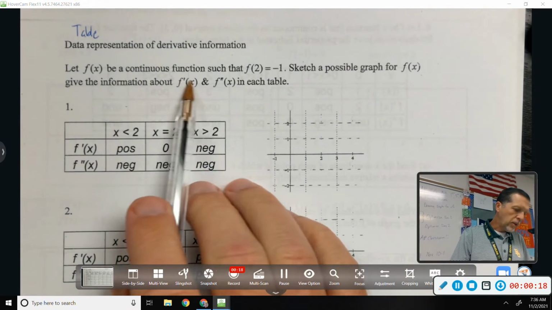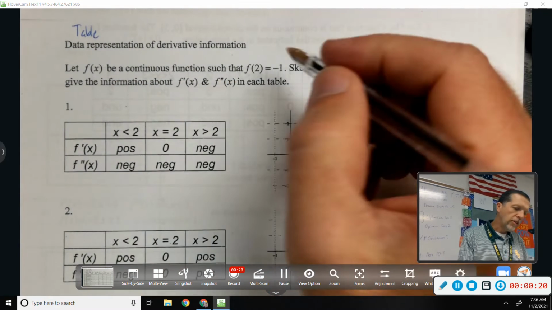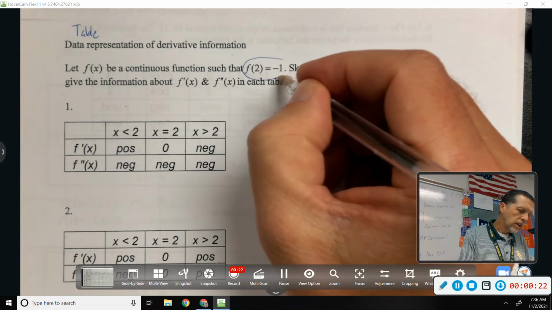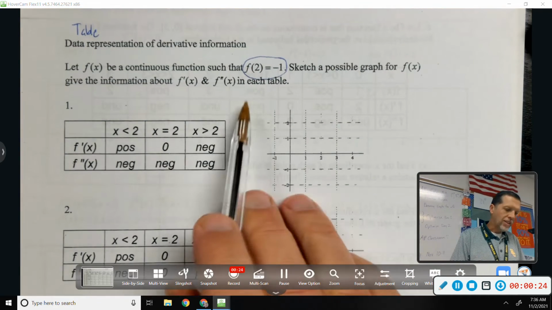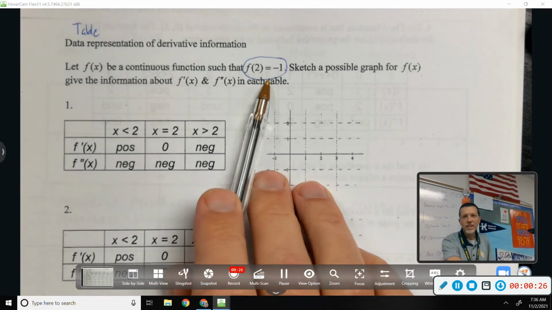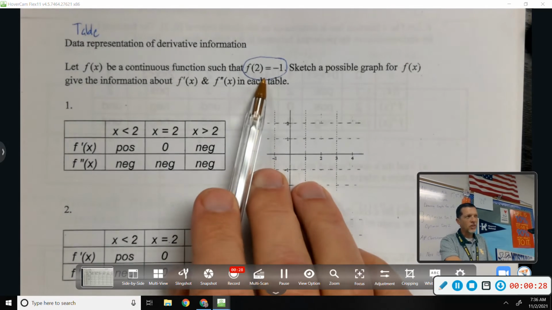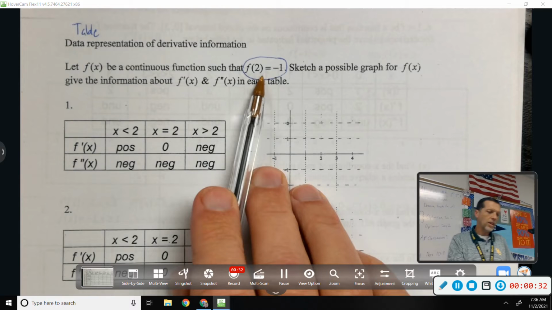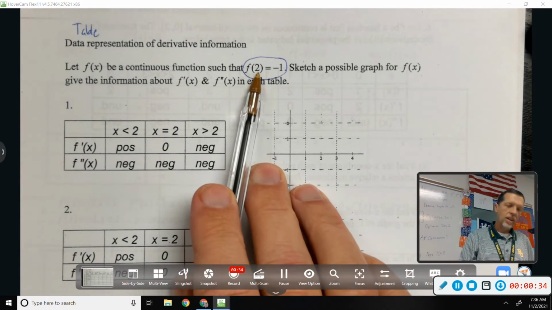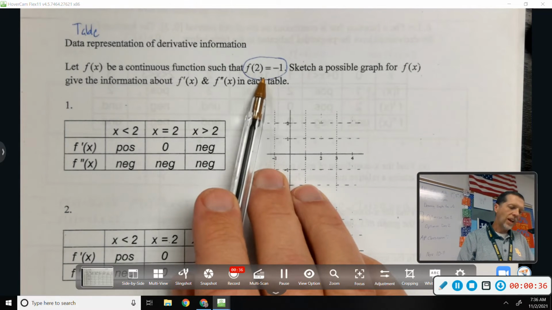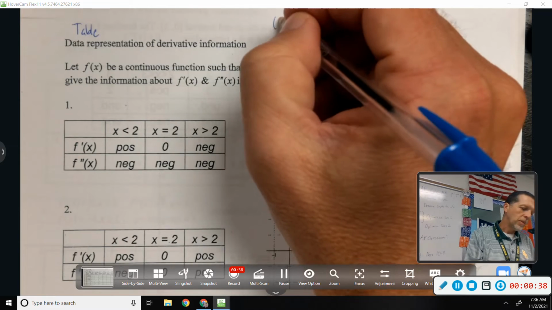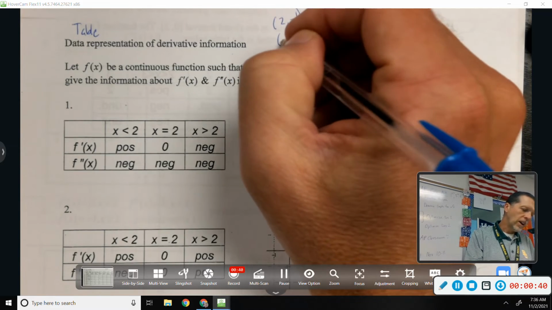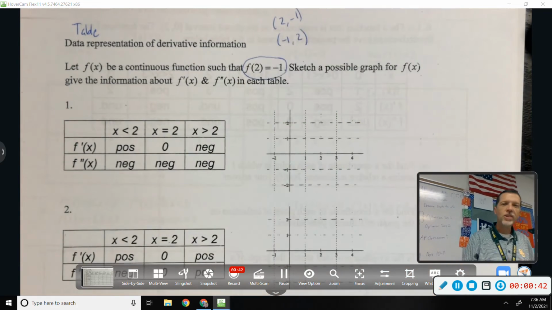Let f of x be a continuous function such that f of 2 equals -1. So that's good. That's the last graph we did not have, like that starting point or an anchor point, a point we knew was on the graph. This one's telling me that this point's on the graph. So what point is that? People messed this up on the last test. Is it 2, -1, or is it -1, 2?